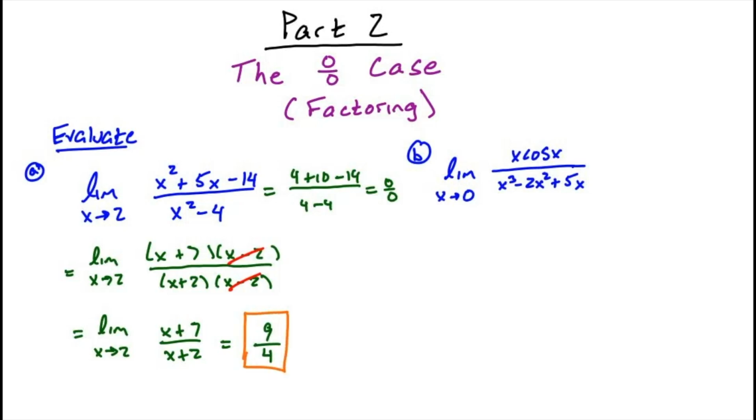Take the same thought to example B. We're going to try to plug in 0 first. Again, don't skip this step. Lots of people do, just assuming that the answer is going to be 0 over 0 and factoring will be helpful. If we plug in 0, we're going to get 0 times cosine of 0, which would be 1, 0 times 1. And on the bottom, plugging in 0, clearly that's 0 minus 0 plus 0. So we're going to get overall 0 over 0.